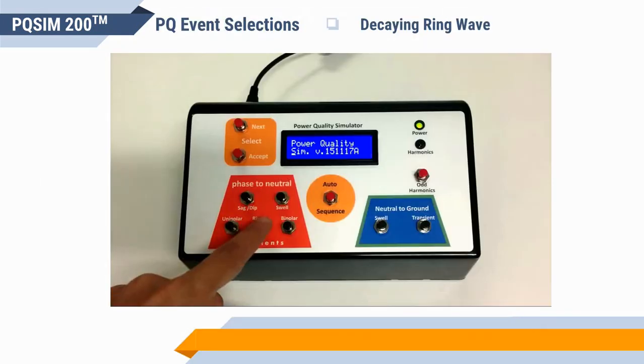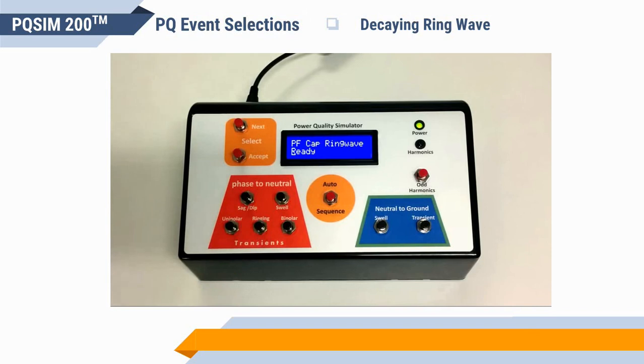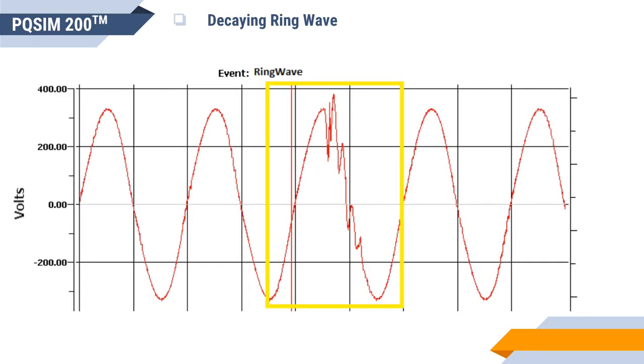To generate a decay ring wave, press the ringing button on the phase to neutral panel as shown in the video. It will immediately generate its disturbance. Waveform of decaying ring wave.